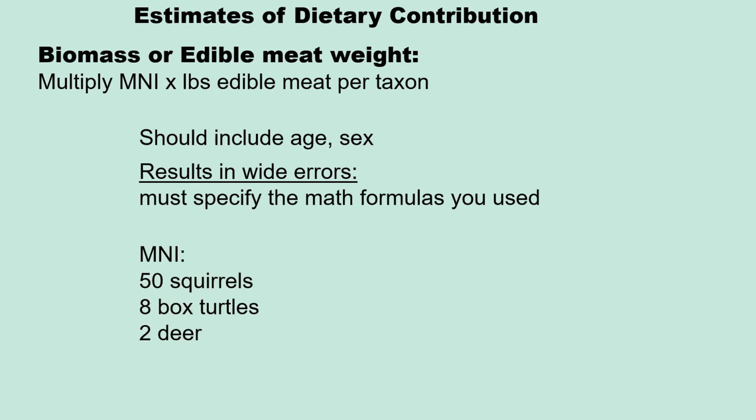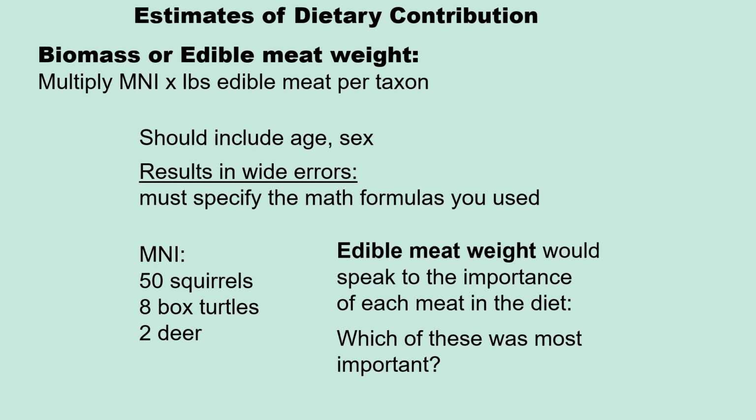Let's look, for example, at the minimum number of individuals. 50 squirrels. They sound pretty important. Only 2 deer. But if you think about that in terms of edible meat weight or biomass, which one of these was more important? Squirrels or deer? Well, I have to say that I think 2 deer have more meat than 50 squirrels.